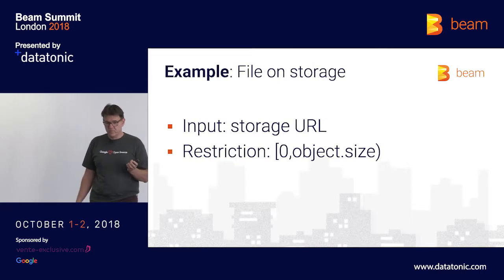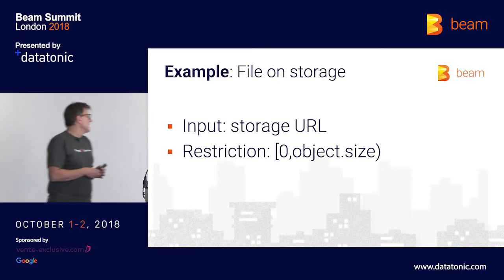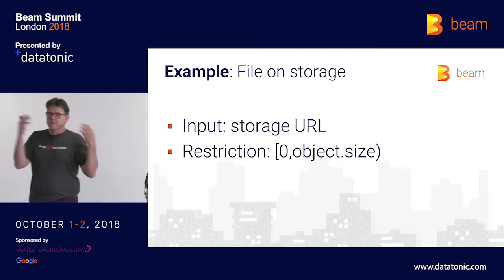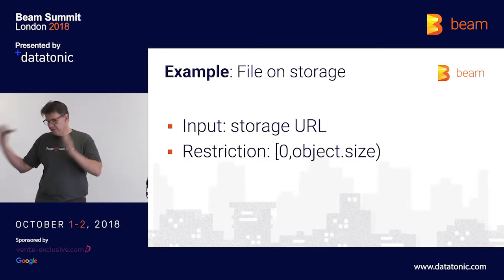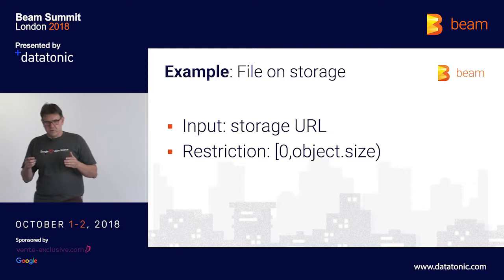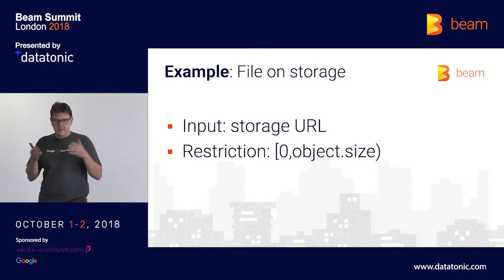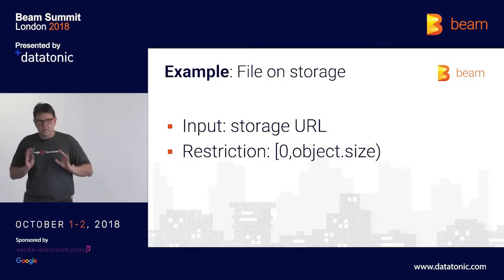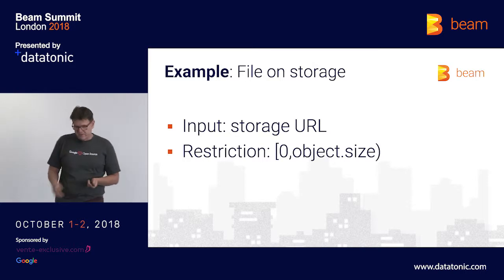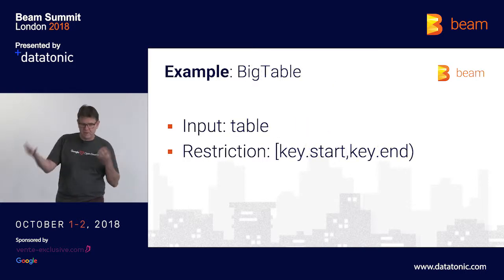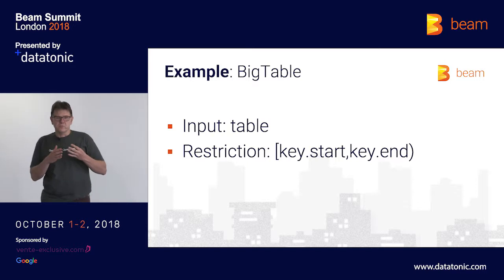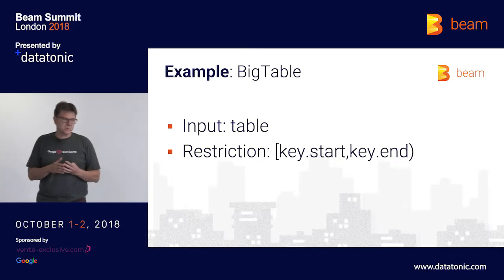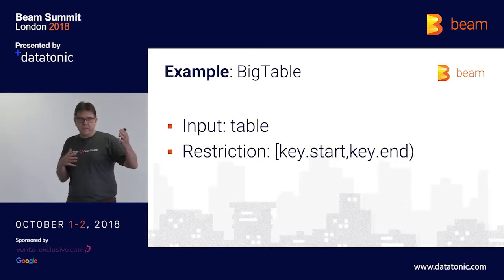An example you can think about is a file on a storage, be it S3, Google Cloud Storage, whatever. You take a URL, and you as the SDF say, okay, I can split this up from 0 till the file size. Okay, runner, now let's split it up. Another example is Bigtable, where you do not work with an integer as an input range. You have a start key and an end key. That's my work that I want to do.